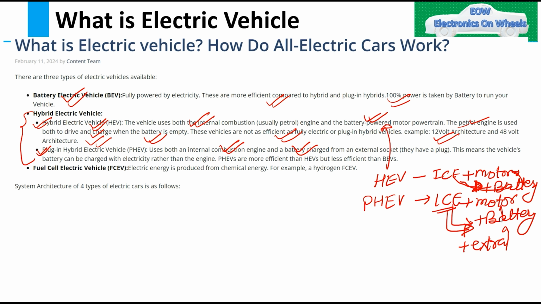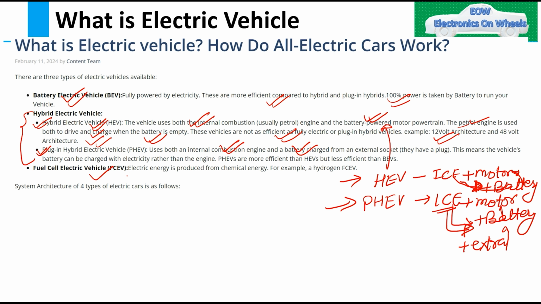This is the advantage in PHEV plug-in hybrid vehicles, that you can charge your battery from the outside, from the external source. This means that the vehicle battery can be charged with electricity rather than the engine. PHEV are more efficient than HEV, of course, because you are charging your battery externally, and the battery is also a big battery, and motor power is also bigger compared to HEV. So this is the difference between HEV and PHEV. We will see further how they are different architecture wise.